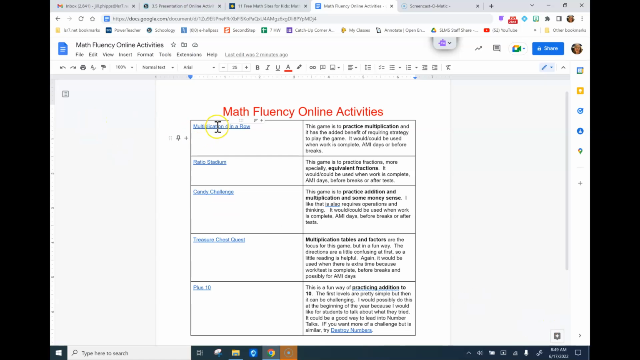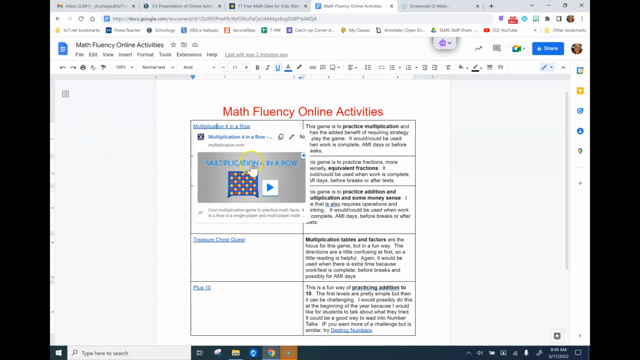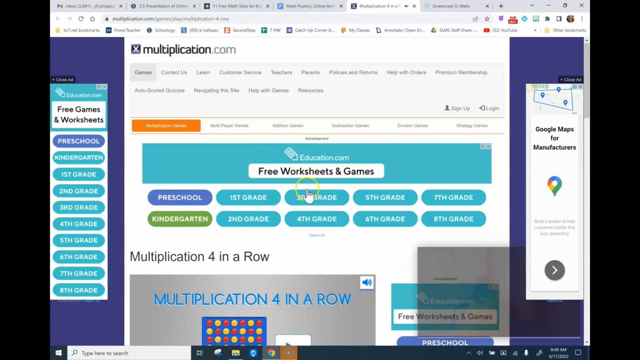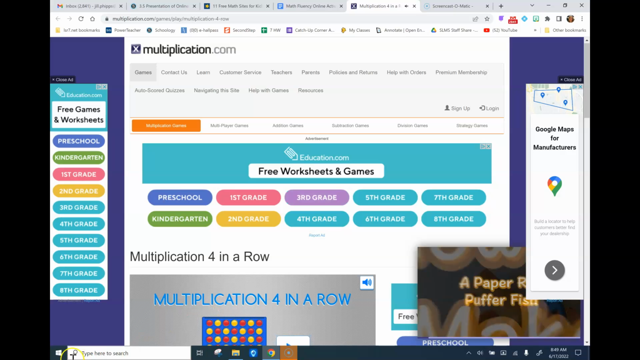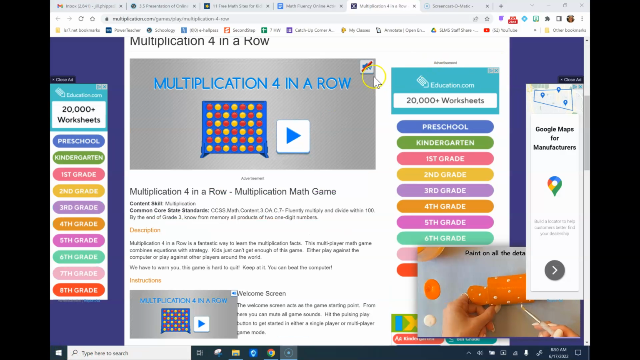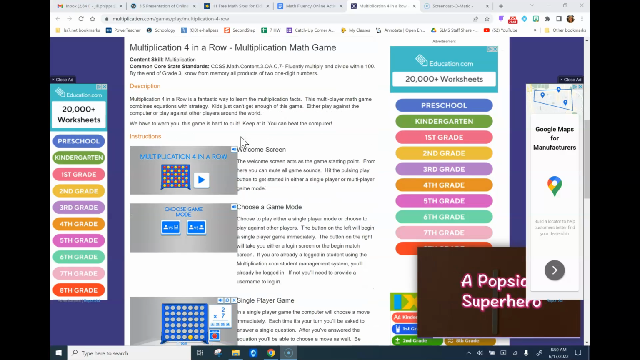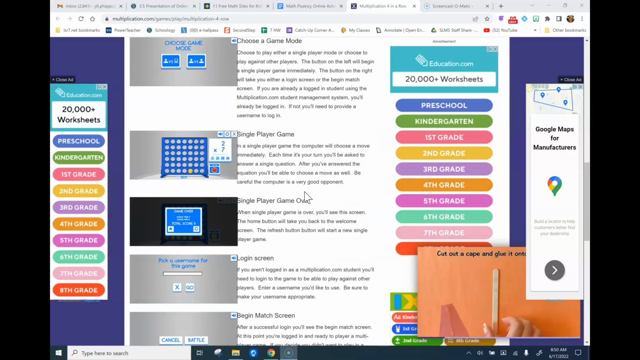So the first one that I'm going to show you is called Multiplication in a Row, and this was found on multiplication.com. Let's see if I can control the sound. So yeah, it does have really good sound, but right up here, just mute it. And this is a Connect 4 is what it is, but you have to multiply in order to get it in. And it has the directions right here so the students can read through the directions.